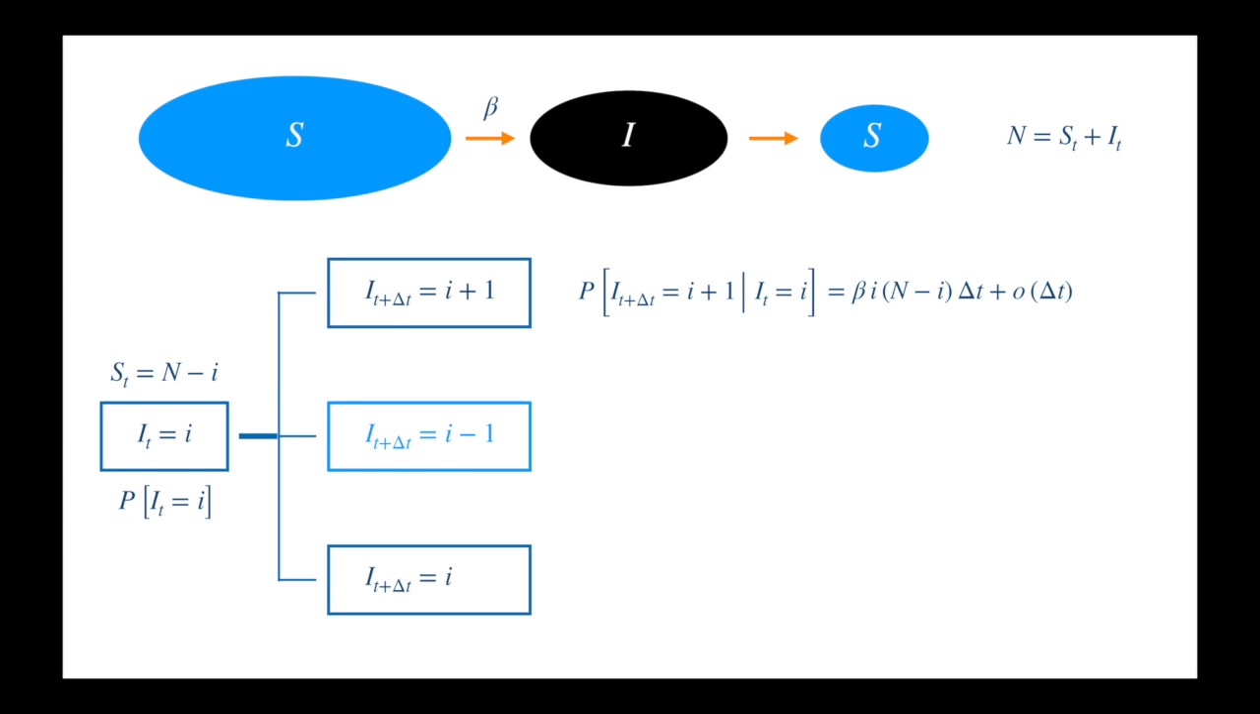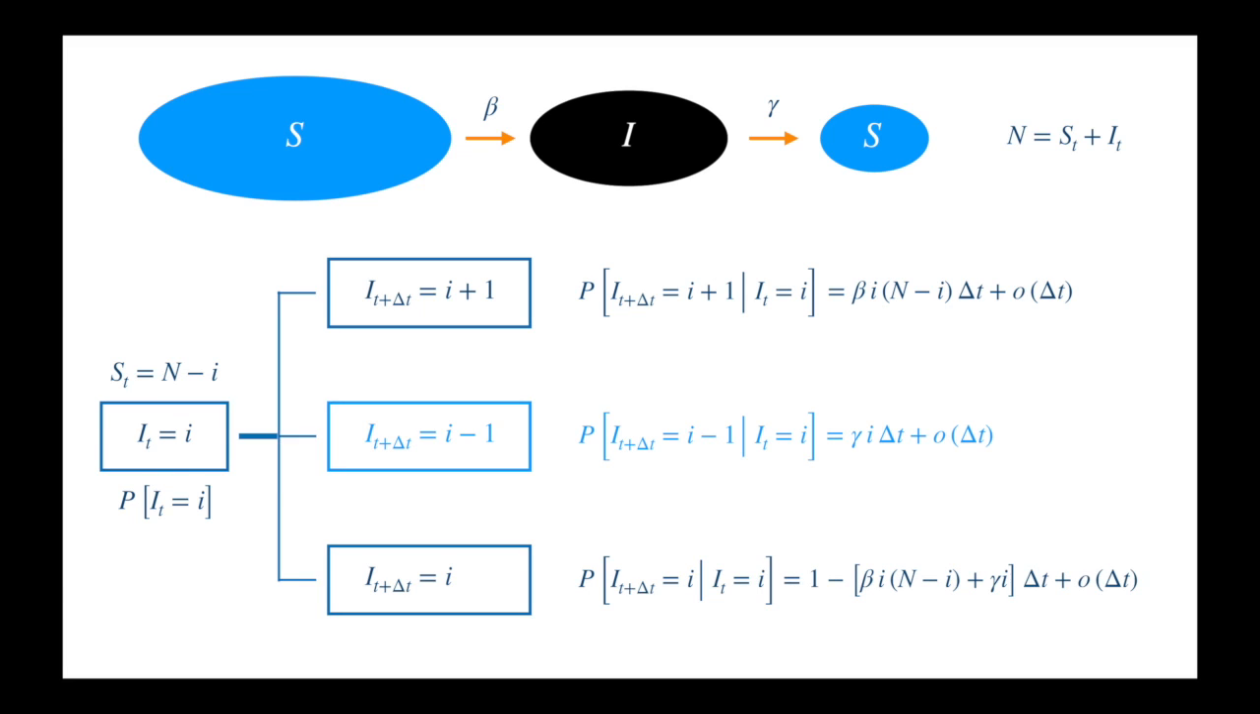Similarly, we can write the conditional probability of I decreasing by 1 unit, which happens when an infective recovers, which we assume happens at a rate proportional to the number of infectives, and we represent this rate per unit time by gamma. So the probability of this happening over a small interval will be gamma times I times the length of the interval. Again, the residual term will be of order delta t. And for the final node, we don't have to worry too much, as the total probability equals 1, so it will be 1 minus the previous two probabilities.